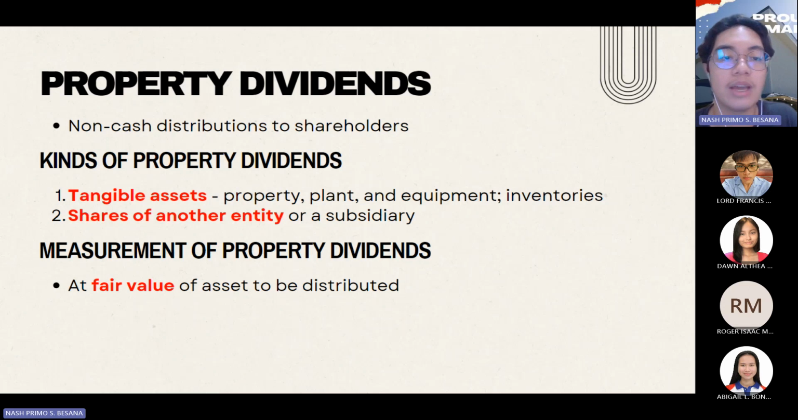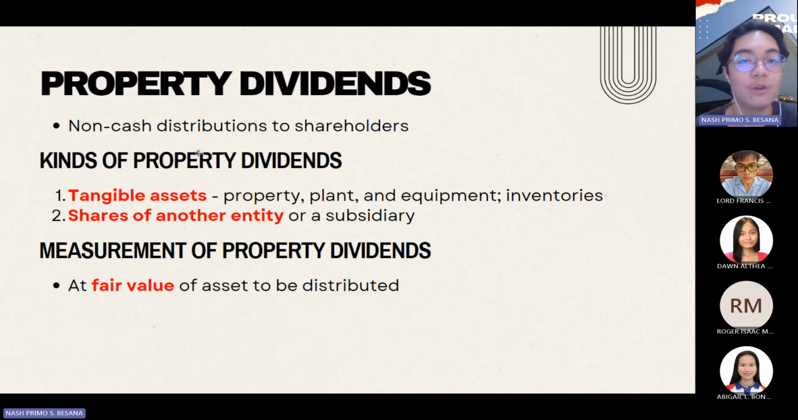Kung kanina pera yung binibigay natin, dito, it could be tangible assets such as property, plant and equipment, or machines. Pwede rin namang units of inventories. Kapag binigyan ka, for example, ng product as dividends, that is also considered as property dividends. And then second, pwede ring ibigay, for example, si corporation, meron siyang investment in another entity. Yung shares niya sa another entity, pwede niyang ibigay sa sarili niyang shareholders as dividends. And that is considered as property dividends.